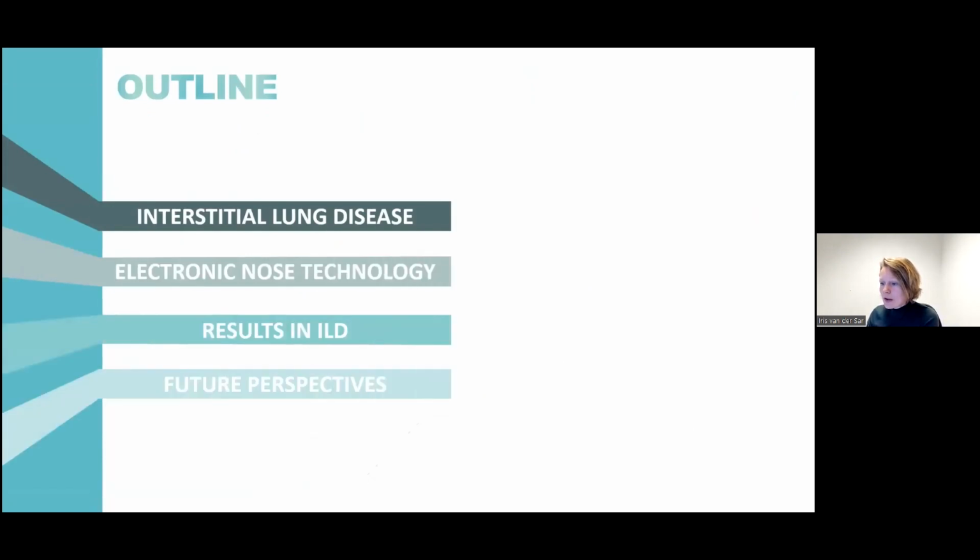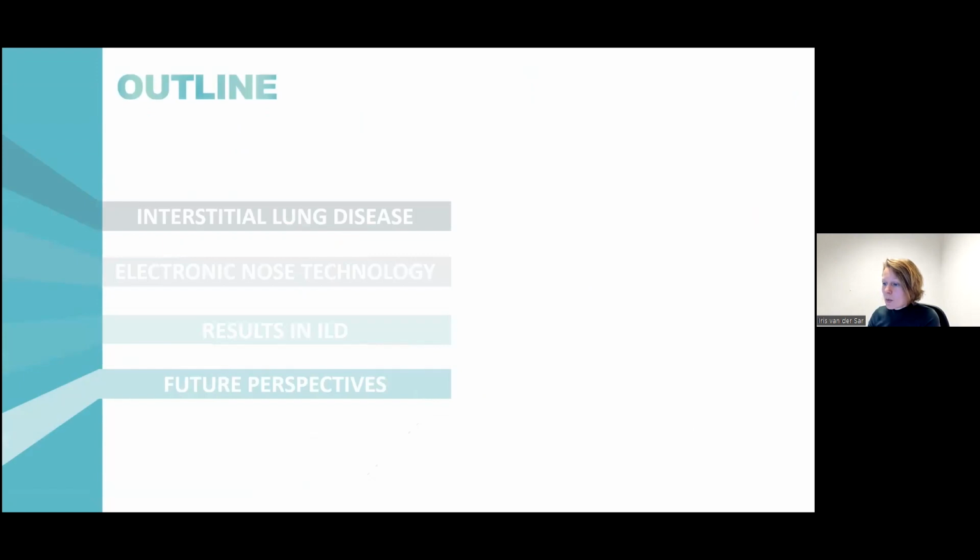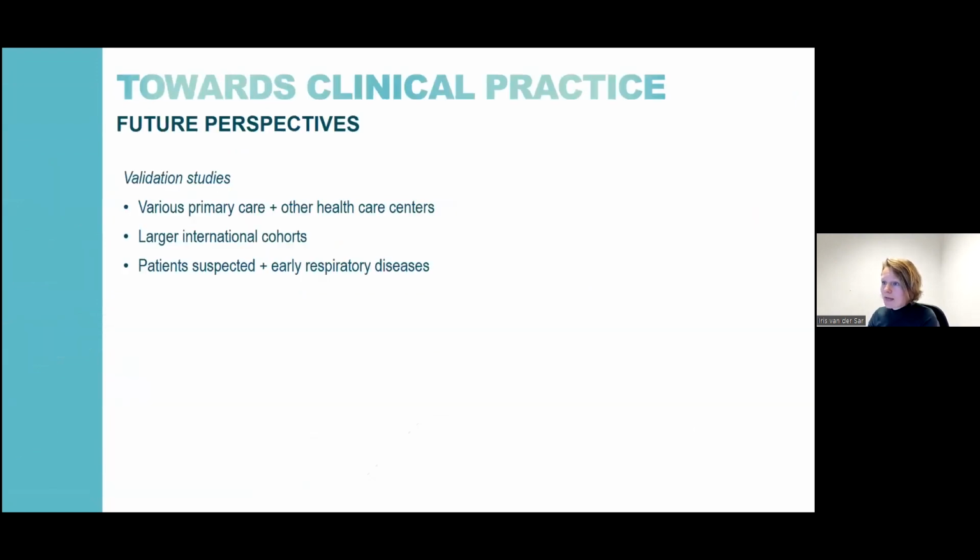So in short, that's what we have conducted over the years, and what are we working towards and how will we get there? Because of course, this technology is promising for clinical practice, but we need a lot more data. We need more validation studies, first of all, to validate the results I just showed you. We need patients and healthcare centers, not only as in the studies right now, but we need more primary care centers, more secondary care centers, and also international cohorts to see whether the results can be validated.